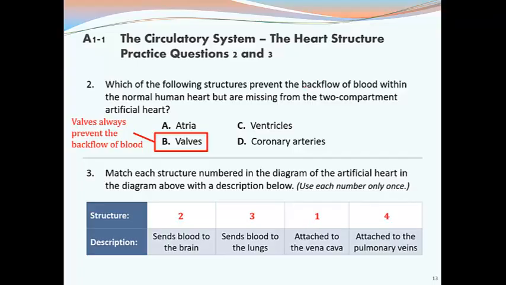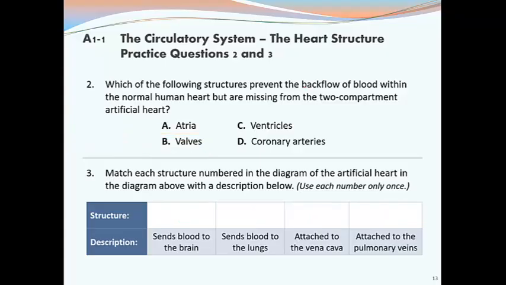And finally, the last one, attached to the pulmonary veins. The pulmonary veins are the ones that are bringing in oxygenated blood. That's the exception, right? Because normally veins are bringing deoxygenated blood, but component number 4 is bringing in oxygenated blood.